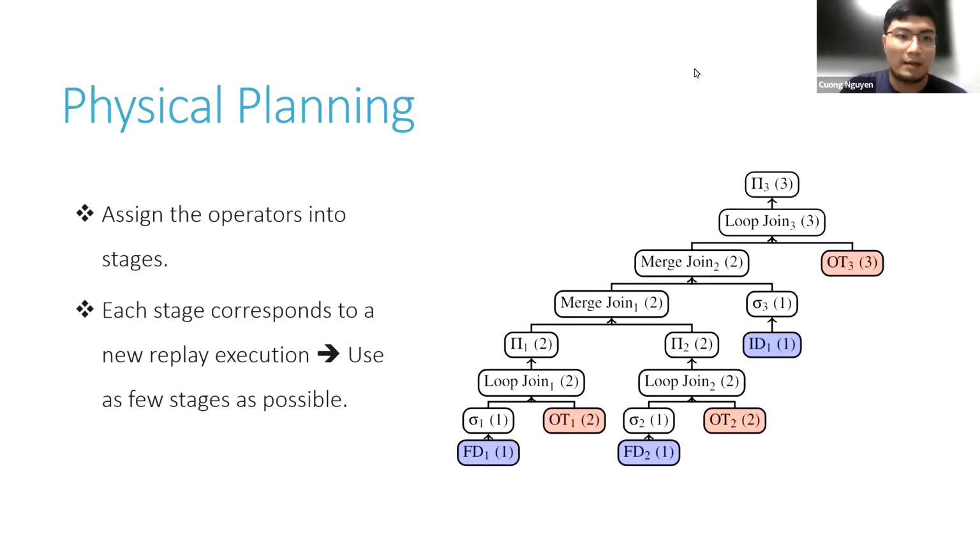Now in the physical planning phase, SteamDrill assigns the operators into stages. Each stage corresponds to a new replay execution, so it will try to use as few stages as possible. For example, here the stages are in parentheses, and you can see there are 3 stages for this query plan. And after this, this final query plan will be used for execution.